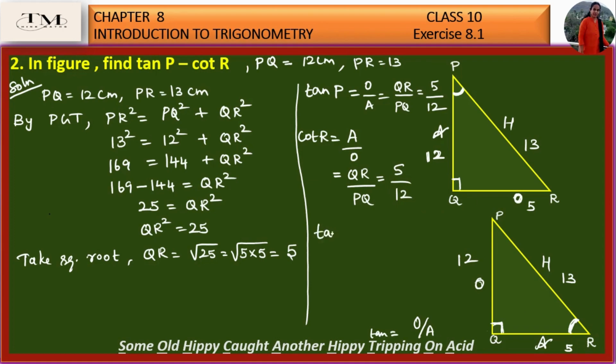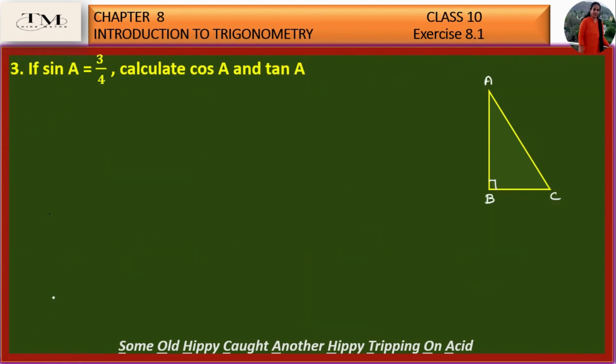Now we have to find out tan P minus cot R. What is tan P? Tan P is 5 by 12, minus cot R is also 5 by 12. So 5 by 12 minus 5 by 12 is 0. So we get tan P minus cot R is equal to 0. This is the solution for the second question. Okay children, I hope you can understand. Moving on to the next question.